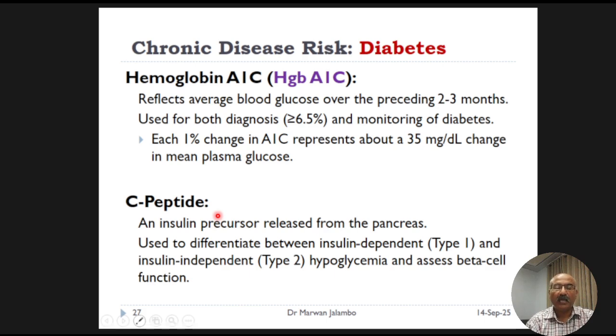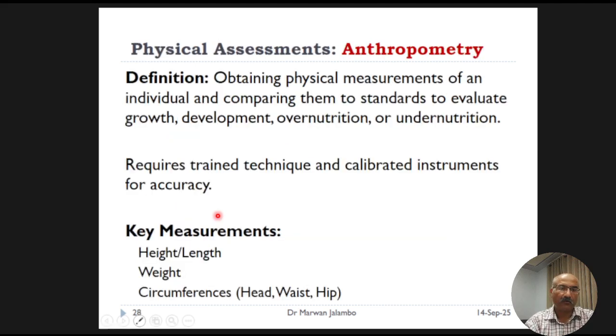Well, now we want to shift our focus to the second major component of the assessment, the physical assessment, starting with anthropometry.